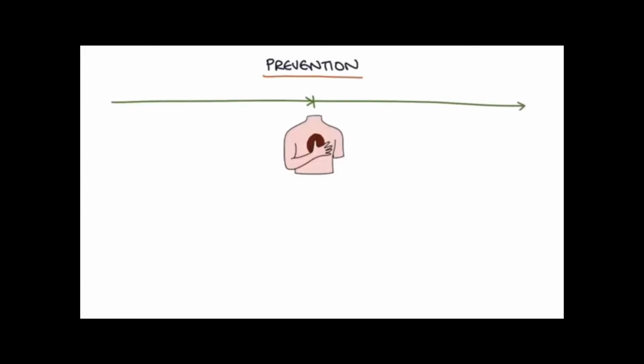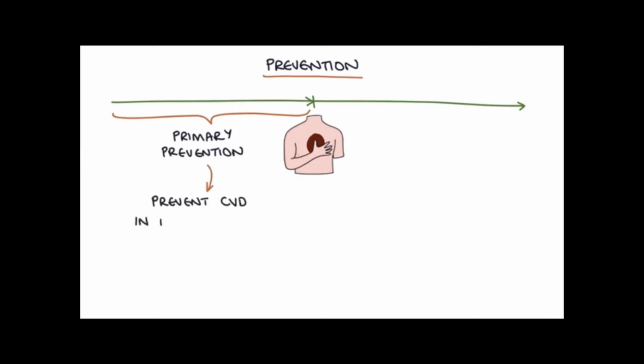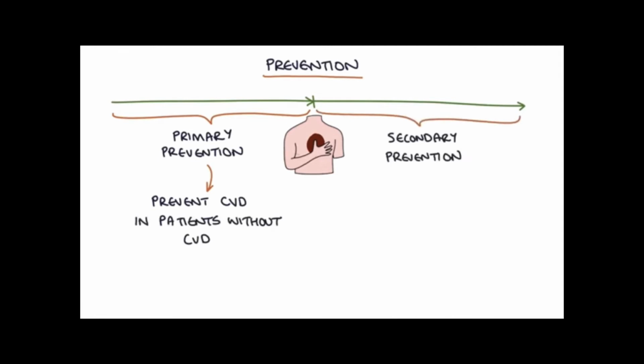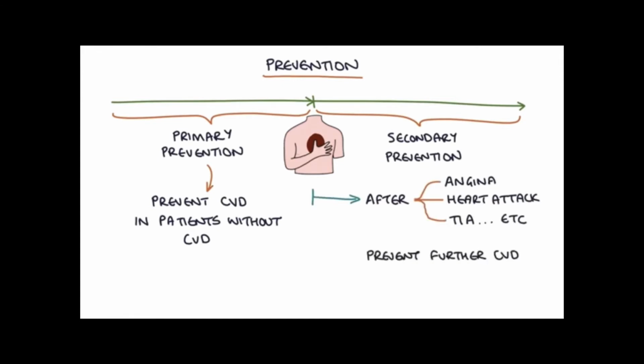So how do we prevent cardiovascular disease? Well, you can consider prevention of cardiovascular disease to fall into one of two main categories. Firstly, primary prevention, and that's trying to prevent cardiovascular disease in patients that have never had it, and secondary prevention, and this is when patients already have angina or they've had a heart attack or a TIA, and you're trying to prevent it from happening again.